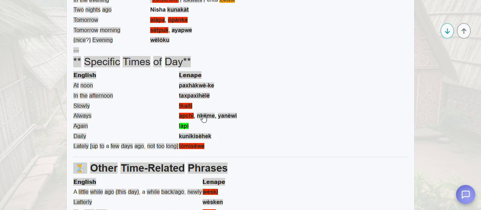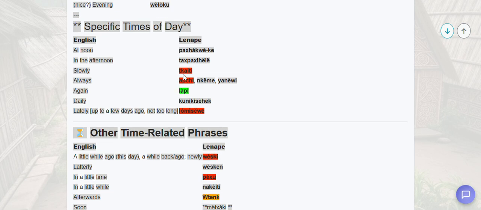And then specific times of day, we've already gone through pahakweke, and then another word for afternoon, which I have not seen in Talking Lenape dictionary, is tachpachihela. So hela is just a really common word for that goes at the end of things that have to do with movement or something that constantly happens. And hula or huleu also means commonly. And then takaiti, slowly.